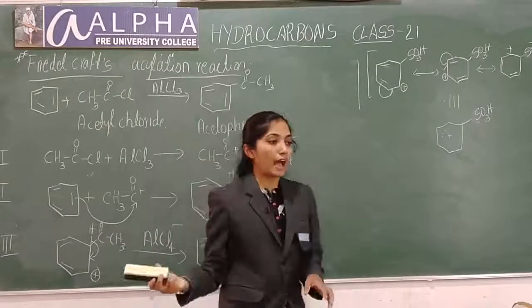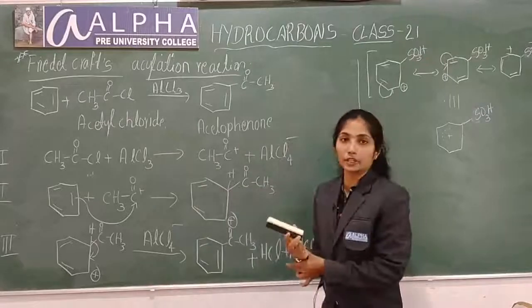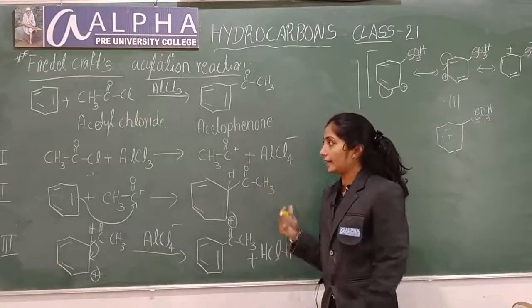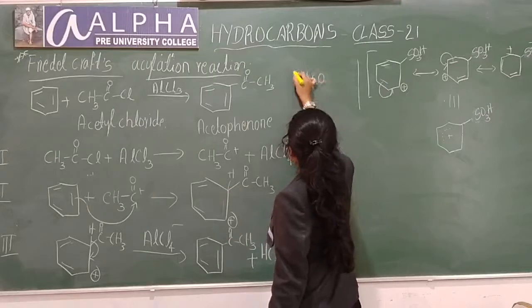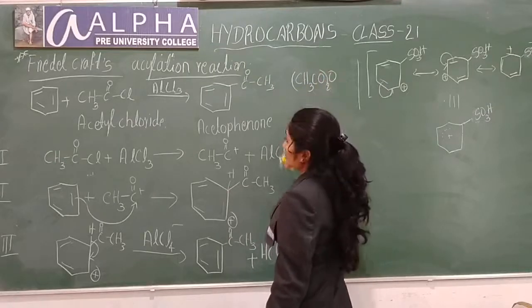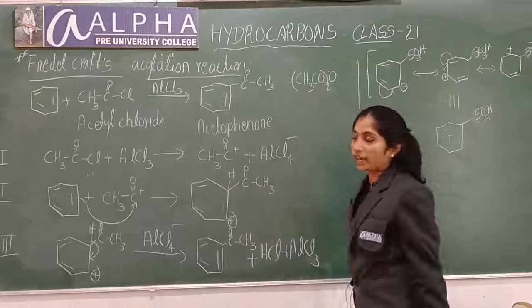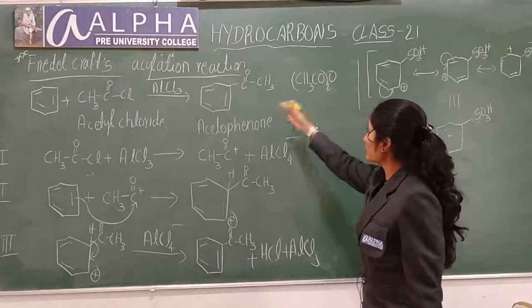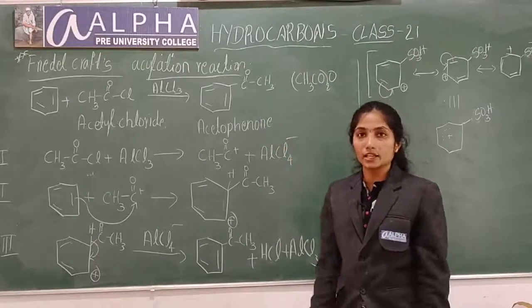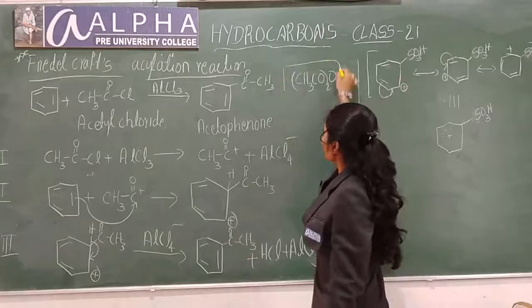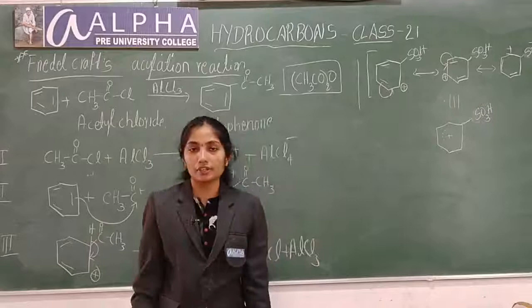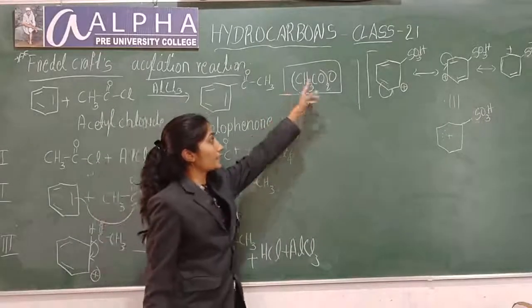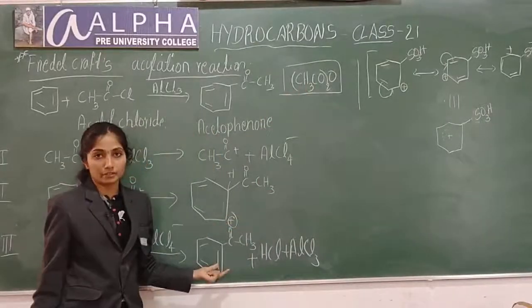Instead of acid chloride, you can also take acid anhydride like CH3CO twice O. This is acetic anhydride. So here also the same substitution will take place. Electrophile generation will take place and the electrophilic substitution reaction will take place. Here also the CH3CO group will be introduced.